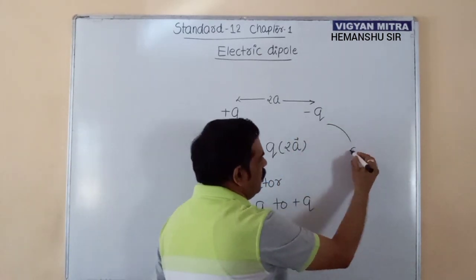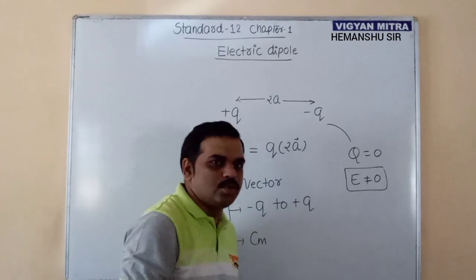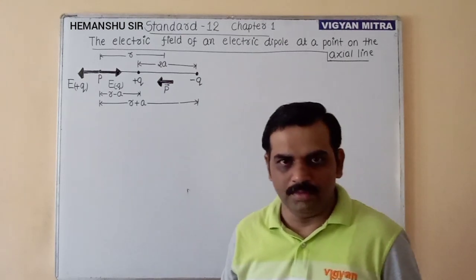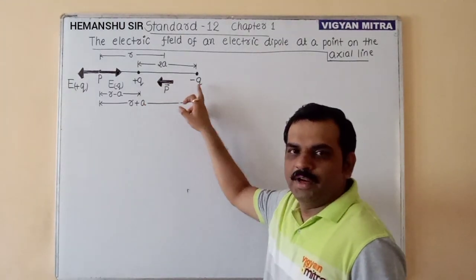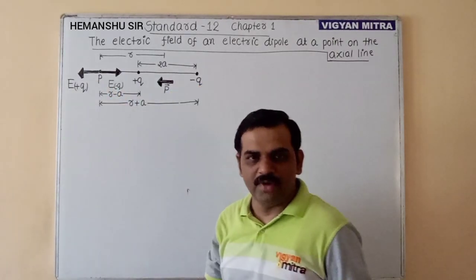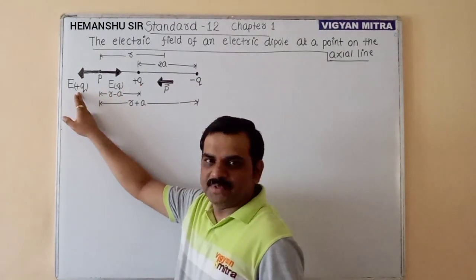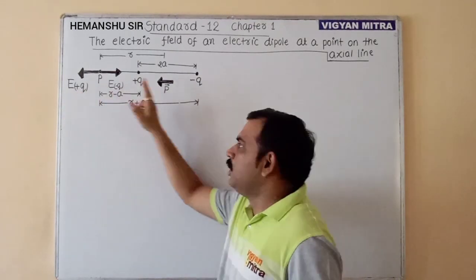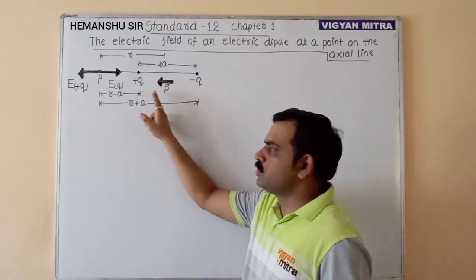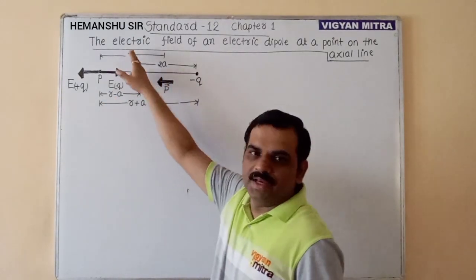The total charge on a dipole is 0, but the electric field of a dipole is not 0 because the two charges are separated by some distance. Electric field on the axis of a dipole. The dipole is given in the diagram. We require the electric field at point P on the axis of the dipole. Electric field at point P due to the positive charge is toward the left side, and due to the negative charge is toward the right side. Dipole moment is from negative to positive, so it is in the left direction. The distance of P from the midpoint of the dipole is R.